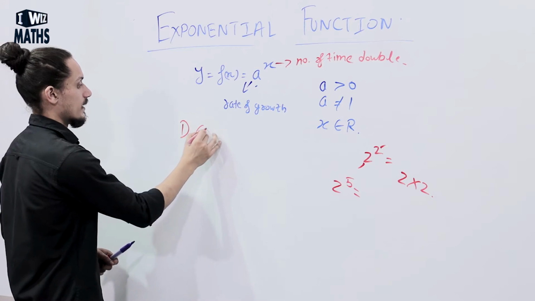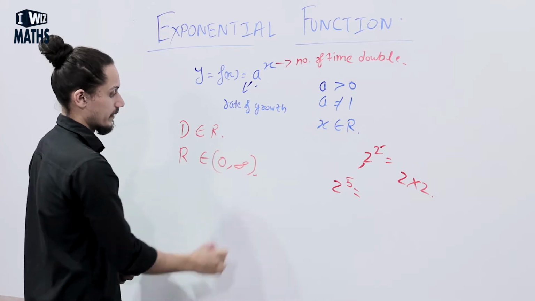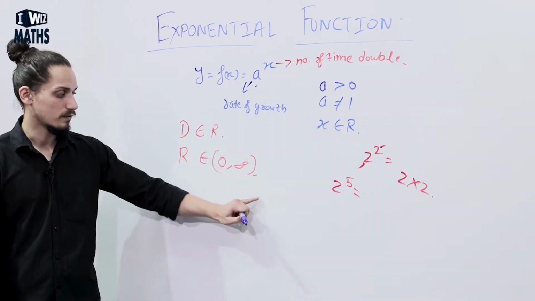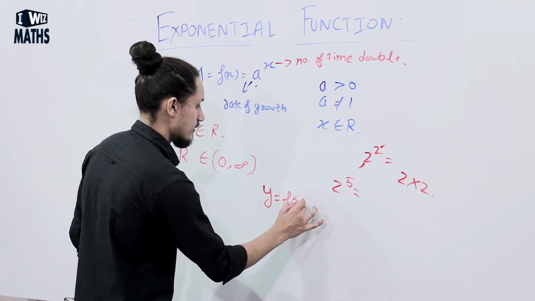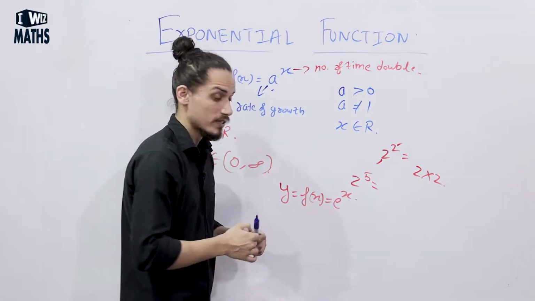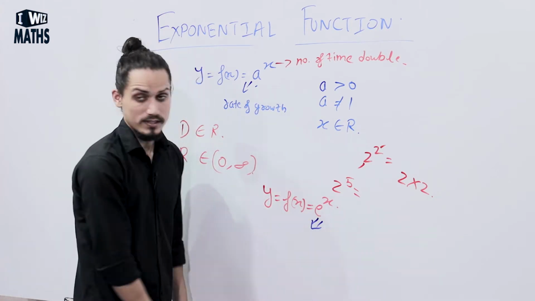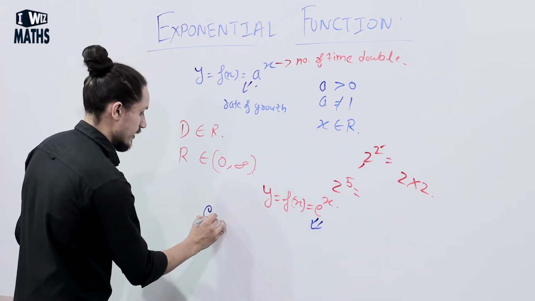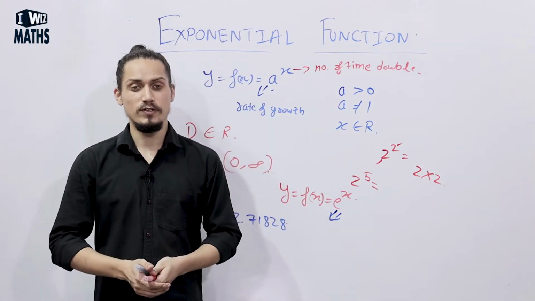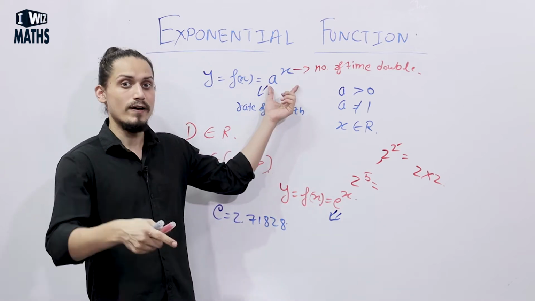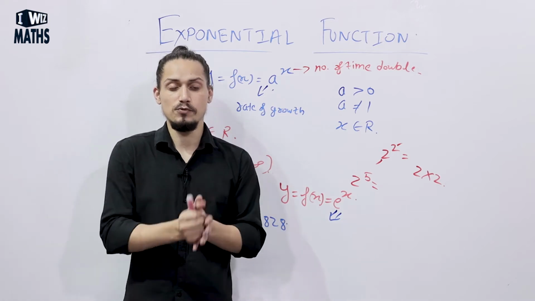Its domain lies in real numbers and its range lies from 0 to positive infinity. Cool. Now there is a special exponential function written as y is equal to f of x is equal to e raised to power x. This exponential function is called natural exponential function where e is a numeric constant just like pi and its value is equal to 2.71828. So in simple words, exponential growth implies how a function grows when they grow with respect to their own value, or how a function decays as it decays with respect to their own values.